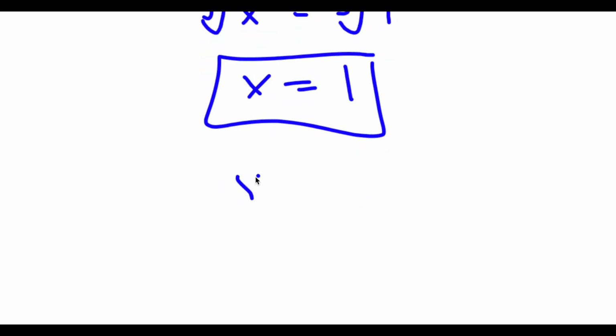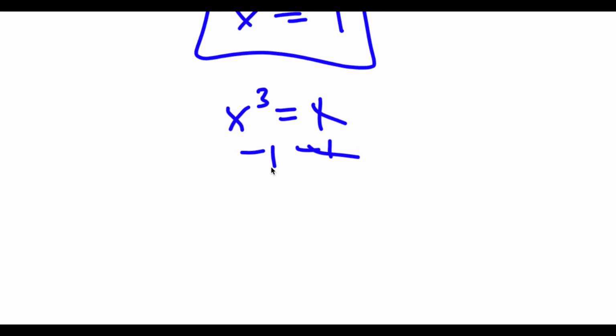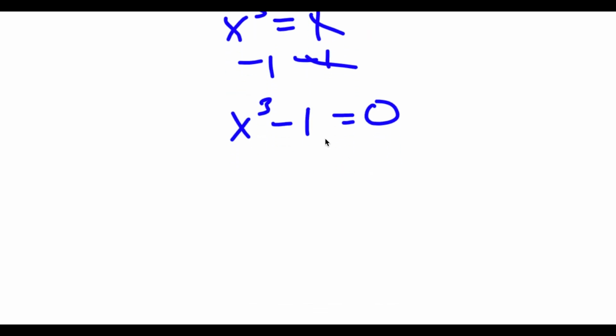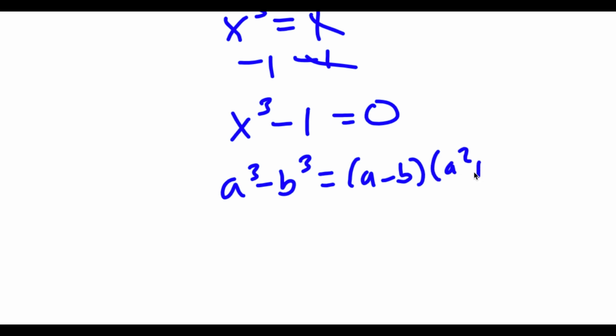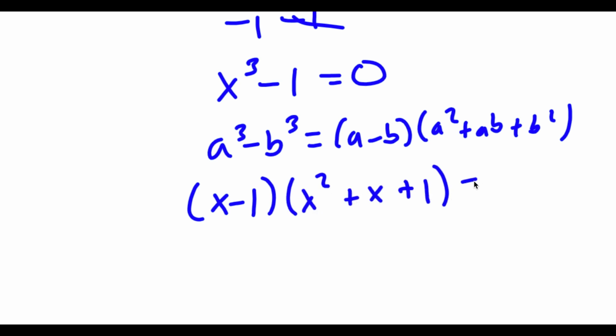Now, I'm going to get more solutions. So this time I'm actually going to subtract 1 on both sides. So I get x to the power of 3 minus 1 is equal to 0. And if I have something in the form a to the power of 3 minus b to the power of 3, this is equal to a minus b times a squared plus ab plus b squared. So in this case, this is going to equal x minus 1 times x squared plus x plus 1, which is equal to 0.